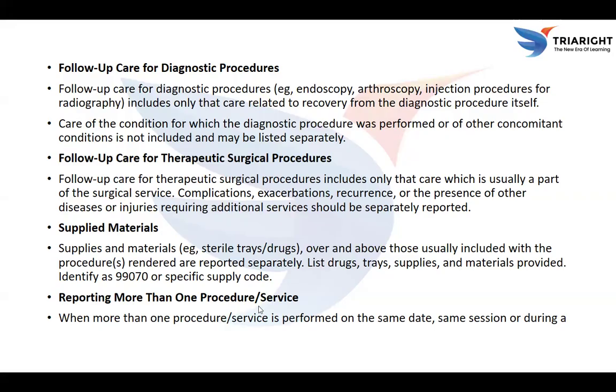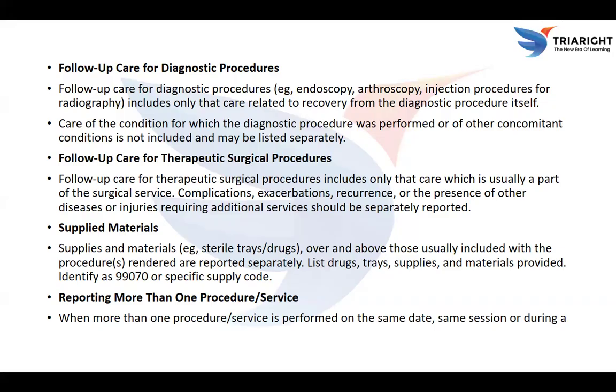And supplied material, what does it mean? Supplies used beyond what is normally included in the procedure. Examples: extra sterile trays, special drugs, special materials or devices. How are they billed? Report separately. List drugs, trays, supplies and materials used. You have to use CPT 99070 code for supplies or a special supply code if available.